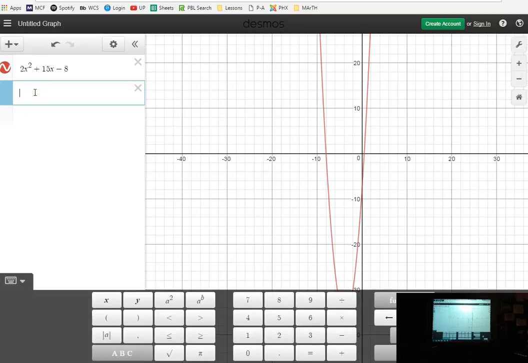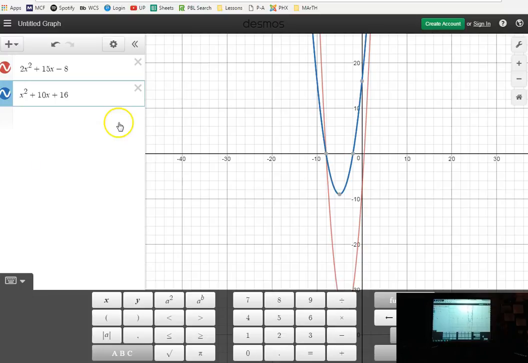I'm not graphing his simplified one, I'm graphing the original. So that's his original f of x. His original g of x, I'm just going to put a lot on this graph: x squared plus 10x plus 16. What do you notice?